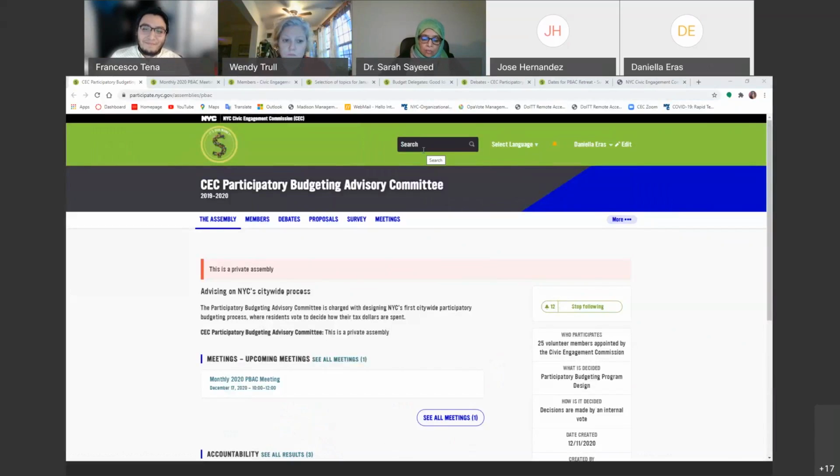As Wendy mentioned earlier, this platform is not only going to be used to host our participatory process, but also we're looking into using it for some of our internal processes, and that includes internal work collaboration between CEC staff, as well as with our advisory committees, and hopefully for the group of commissioners. So right now, what you're looking at is called on the platform an assembly, which only means that it's a group that can do collaborative work on this platform.